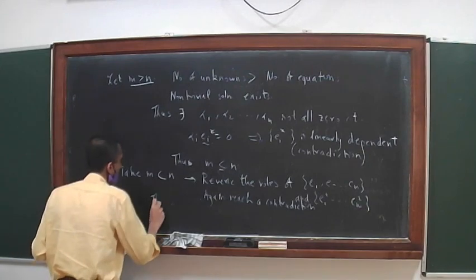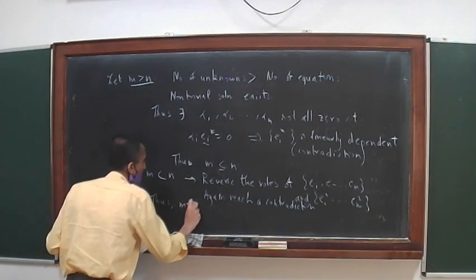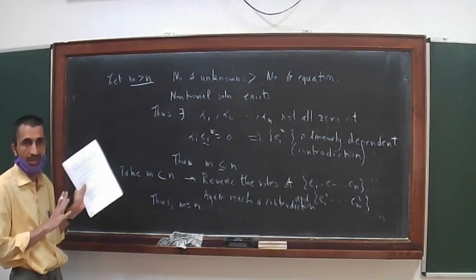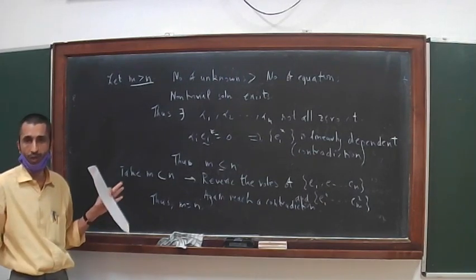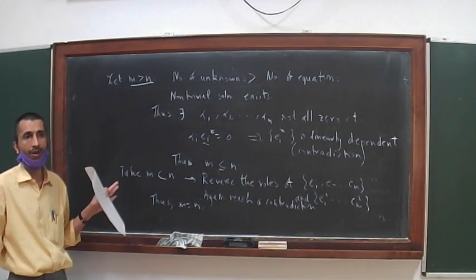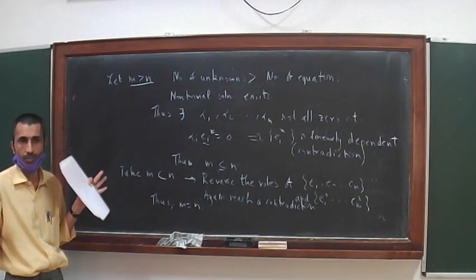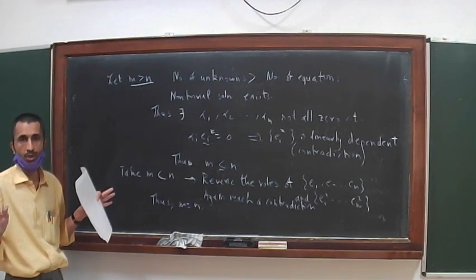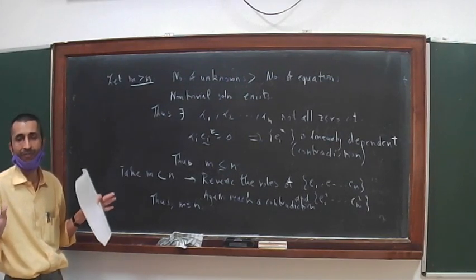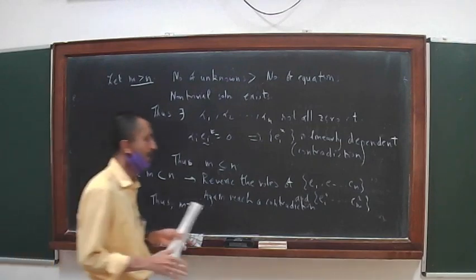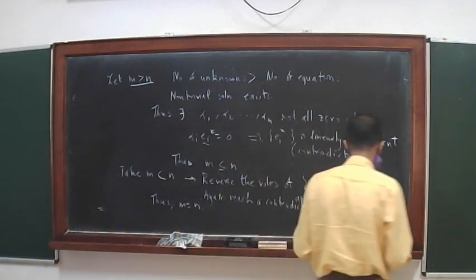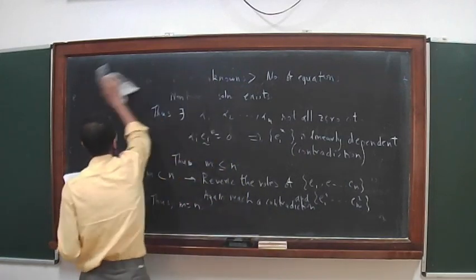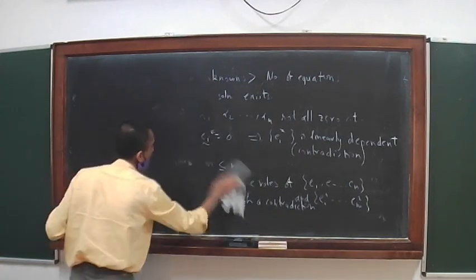Thus m has to be equal to n. So basically what this theorem says is that if you have two different bases for a finite dimensional vector space, then both those bases should have the same number of elements. That is the conclusion from this particular theorem. Okay, fine. Now we'll move on.